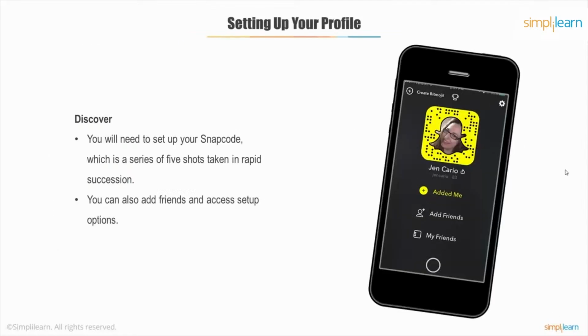Now, when it comes to setting up your personal profile, sort of your home space within Snapchat, you'll need to set up your snapcode, which basically is a series of 5 pictures or shots taken in rapid succession. So what's going to happen is you're going to use your front-facing camera and you're going to get the option to take your pictures, and it's going to snap a picture and then pause for about a second and then snap another picture, and then it will sort of play them like an animated GIF.